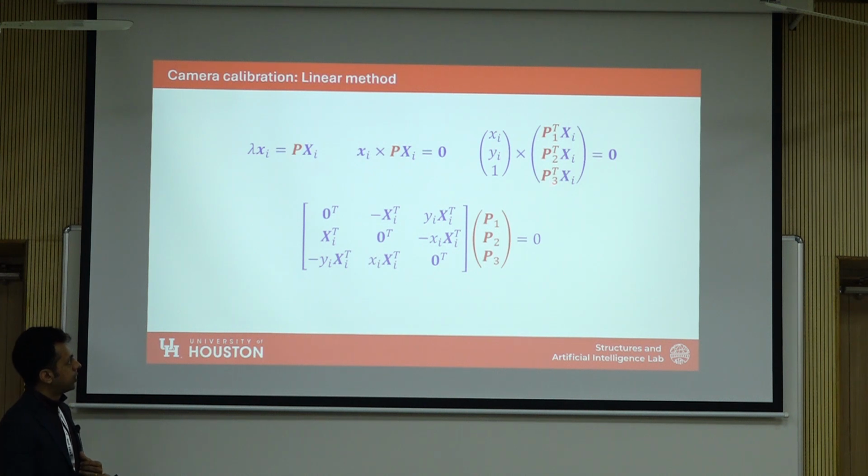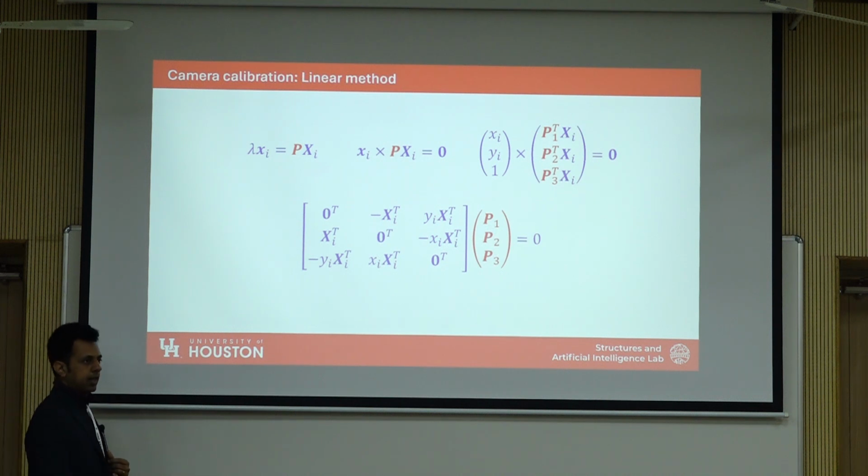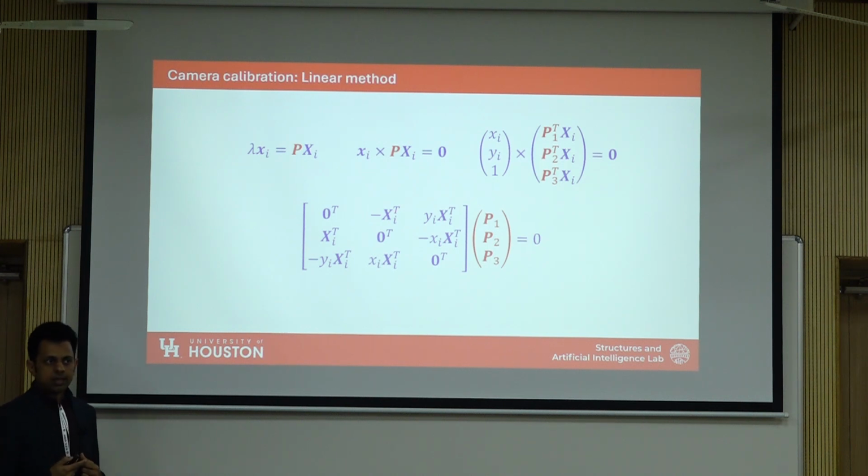So when I expand that out, if I convert this cross product into a matrix product, then it's going to look like this. From here, I get 3 equations, but how many linearly independent equations do I have here? The answer is 2. I only have 2 linearly independent equations.